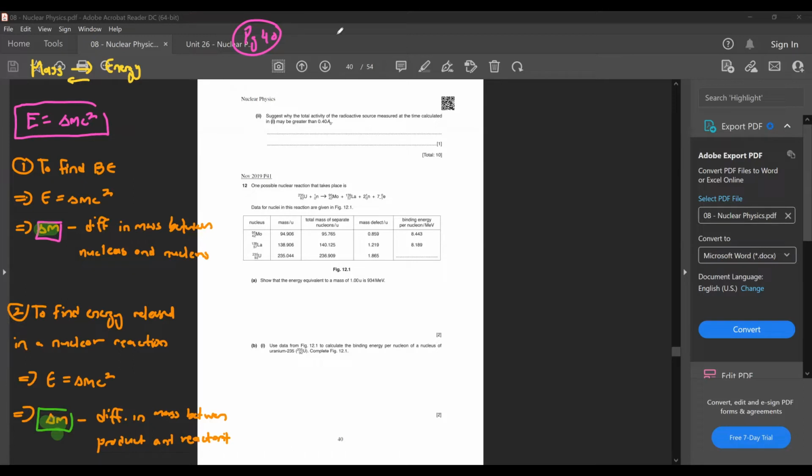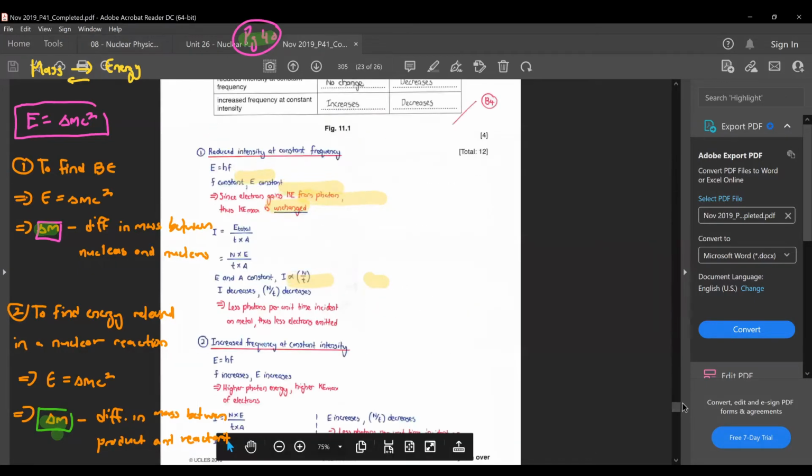All right, so if you were to look at just page 40 right now, okay, page 40, this is a good example to go through. So we tell you there's a possible nuclear reaction taking place, which is given by this, and then data for the nuclear reaction is given by this. Show that the energy equivalent to a mass of 1 u is 934 MeV. So this one, we've done the example before. So I think I can just breeze through it. So let me just open it up. This is November 19 P41. This is what we have, you know.